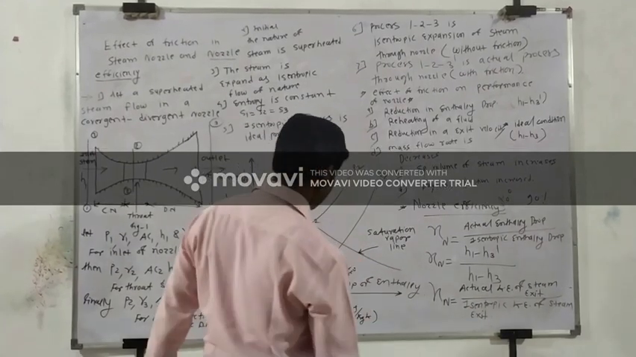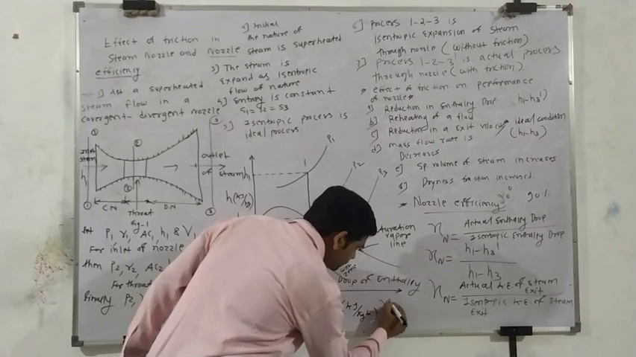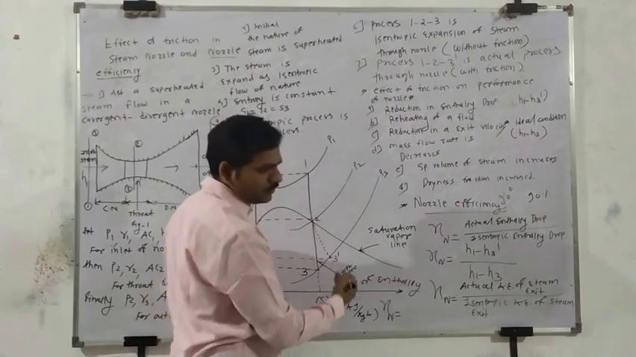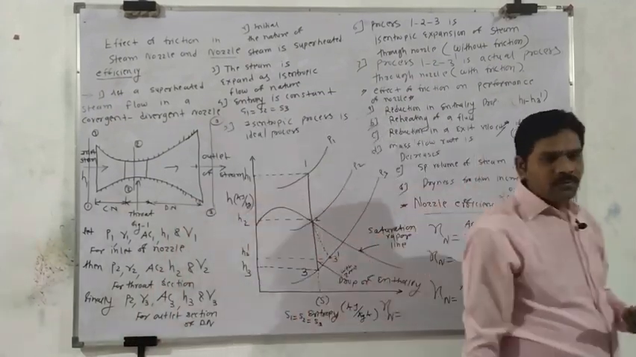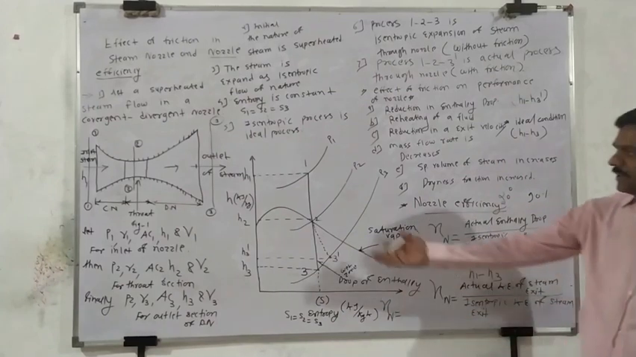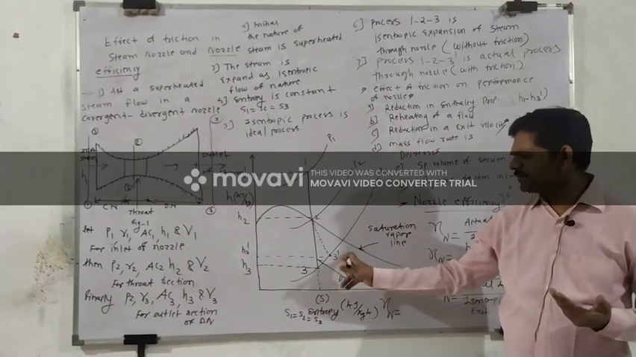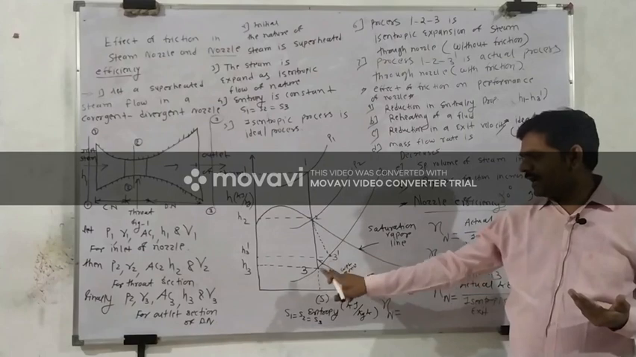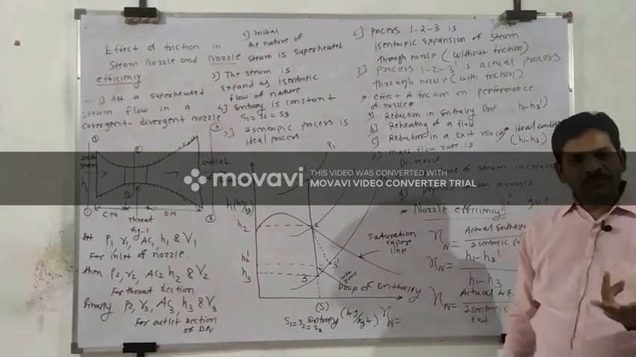If you write this mathematically, how can you write the formula? Actual upon isentropic. Where the actual is V3 dash, and the isentropic is V3, correct?